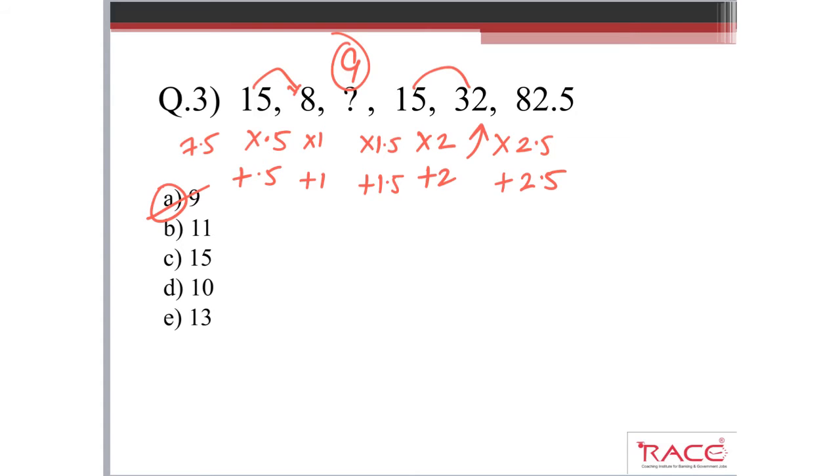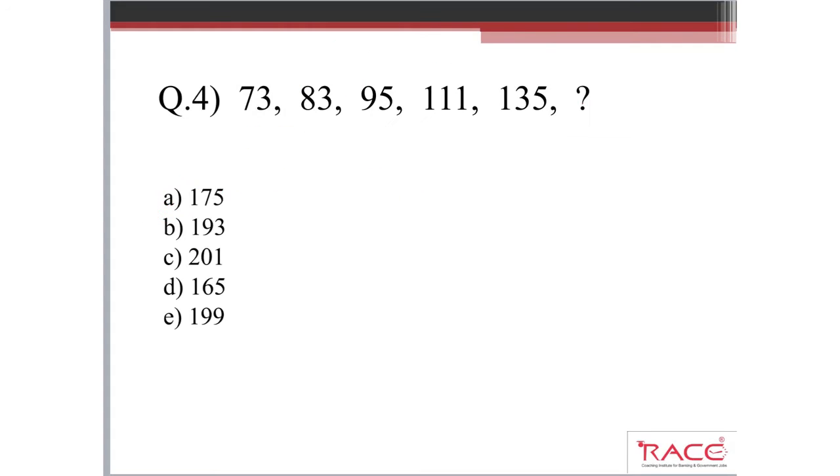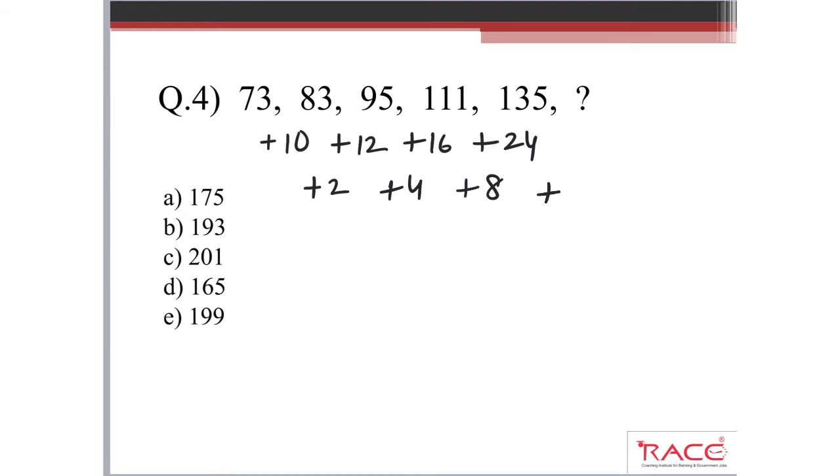Okay, so this is a different type of question and this is the way to solve this question. Okay, this is question number 4 of the number series, and here we can solve it by difference. So first plus 10, then plus 12, then plus 16, then plus 24. Again find out the difference. Plus 2 here, plus 4 here, plus 8. So you can easily see the difference is doubling itself. Okay, the next value is double of previous value. So what would be the next value in the series? 16.